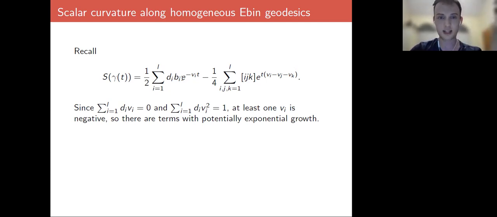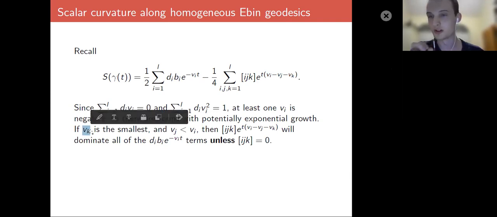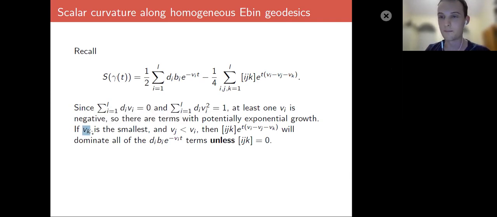Okay, so exponential growth, well, yeah, possibly exponential growth over here. What about over here? Well, these are quite interesting terms. What I'll point out is the following. Let's suppose that you pick the smallest choice of VI. As I said before, there is at least one negative number. So that means that the smallest one will also be negative.